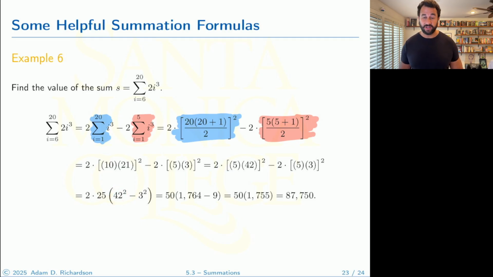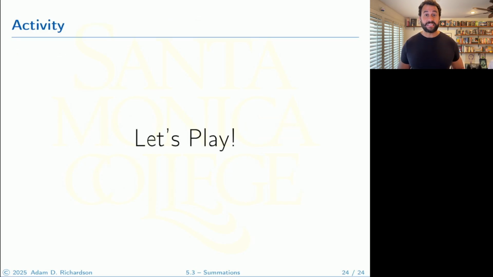Well, I shouldn't say that. I could do it in my head, but not right now. So I'm going to get 1,764 minus 9. That's 1,755. And now I'm just doing 50 times 1,755, which ends up being this right here. And that's the idea. So using those formulas, those properties, and some arithmetic skills that we've built up over the course, and then probably using a computational tool to help us get the final answer. All right? Okay, on that note, let's play.